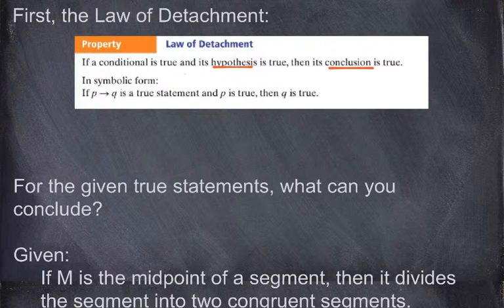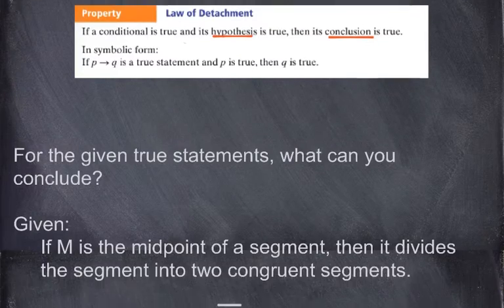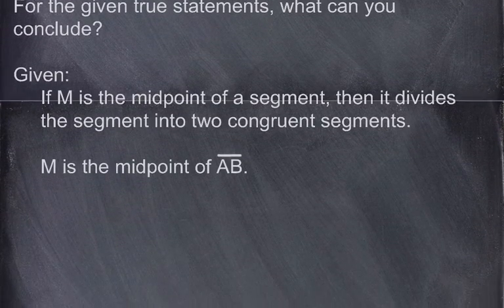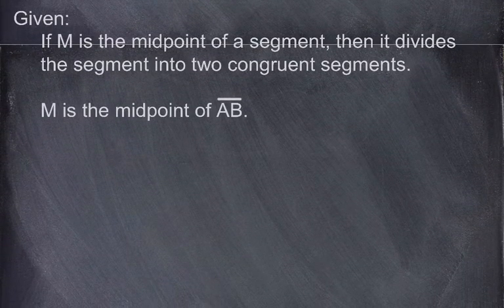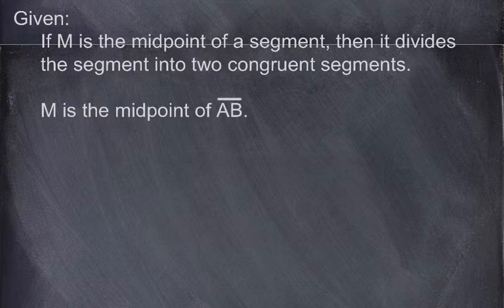Okay. So for the given true statements, what can you conclude? For example here, given, if M is the midpoint of a segment, then it divides the segment into two congruent segments. That is true. If it is a midpoint, it divides the segment into two congruent segments. So we can establish that the conditional is true.